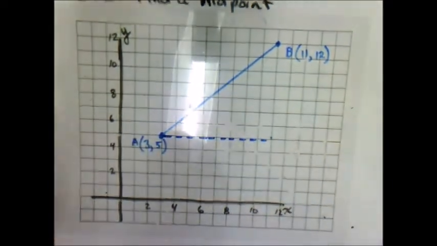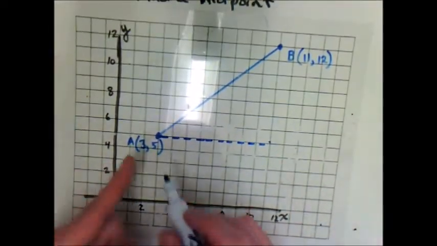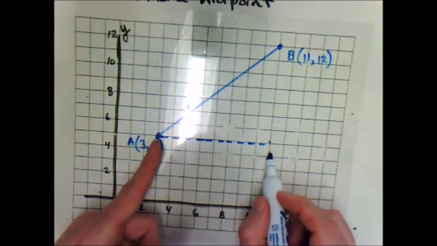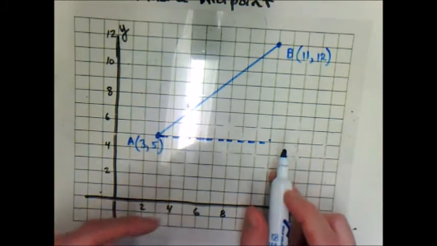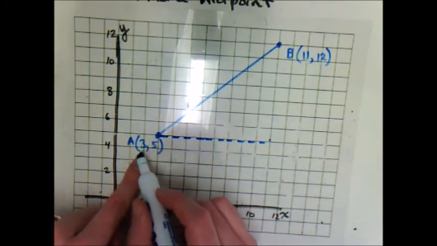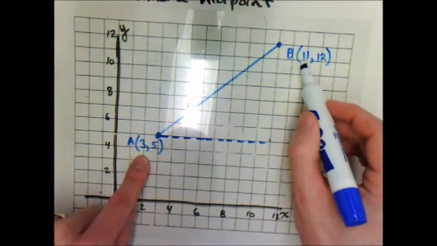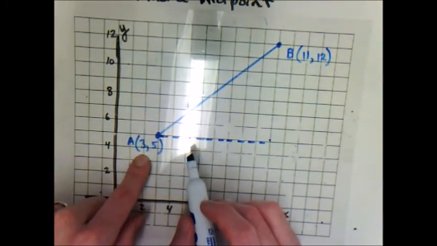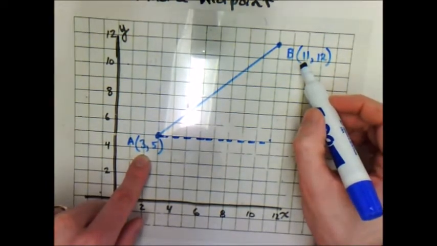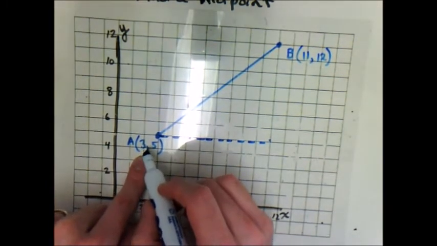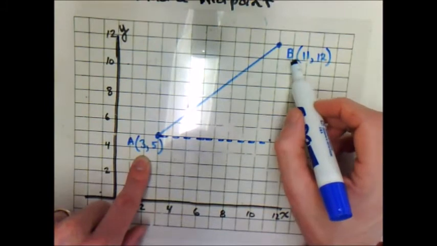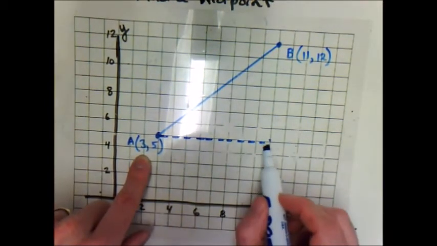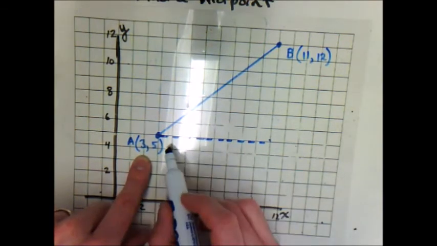So that dotted line represents the change in x. Just horizontally, that's how far away A is from B. So the change in x means we have an x coordinate of 3 and an x coordinate of 11. So the change in x means the difference between x2 and x1, the x that belongs to point B and the x that belongs to point A.